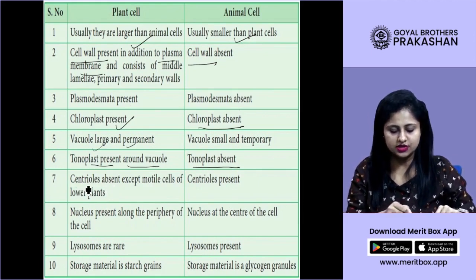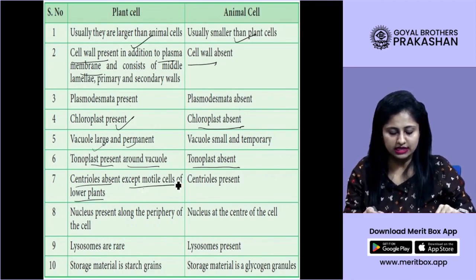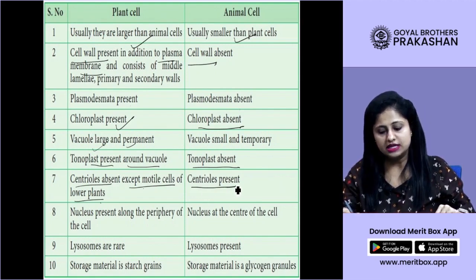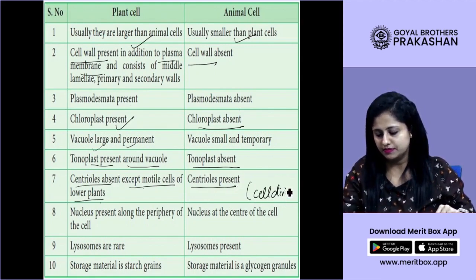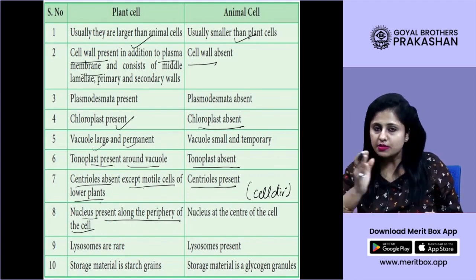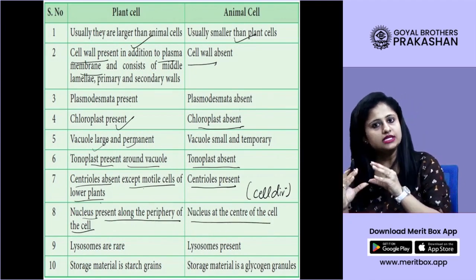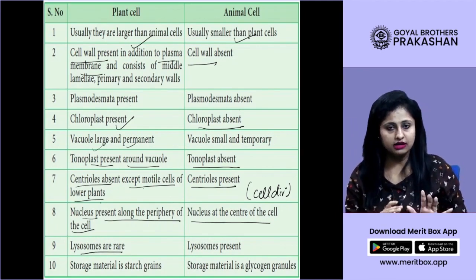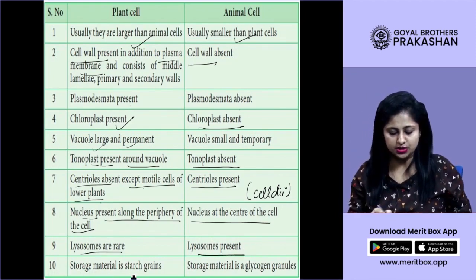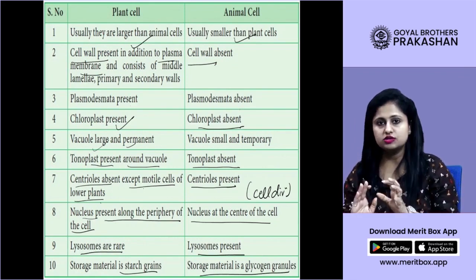In the plant cell, centrioles are absent except in motile cells of lower plants. In motile cells of lower plants and in animal cells, centrioles are present and they help in cell division. In plant cells, the nucleus is present along the periphery of the cell, to the margin. And in an animal cell, the nucleus is at the center of the cell and is very small also. Lysosomes are rare in a plant cell and many in an animal cell. The storage material is starch grains in a plant cell, and in an animal cell, the storage material is glycogen granules.